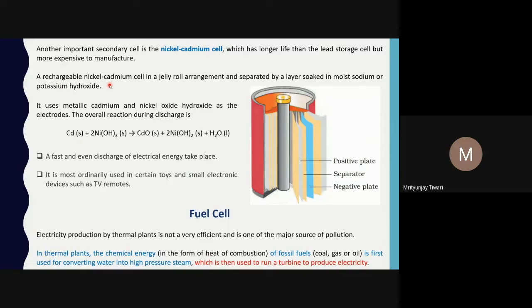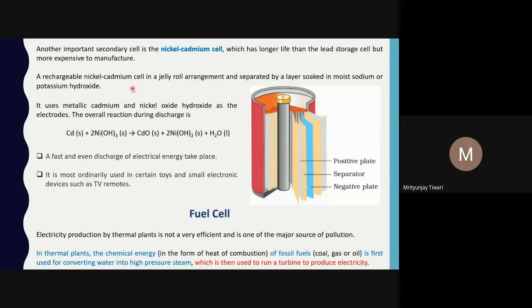So another important secondary cell is the nickel cadmium cell. It is being used in toys and in some other places like remotes, and these batteries are also rechargeable. Nickel cadmium cells have a longer life than the lead storage cell, but are more expensive to manufacture because nickel and cadmium are used. Cadmium is comparatively a costly metal.